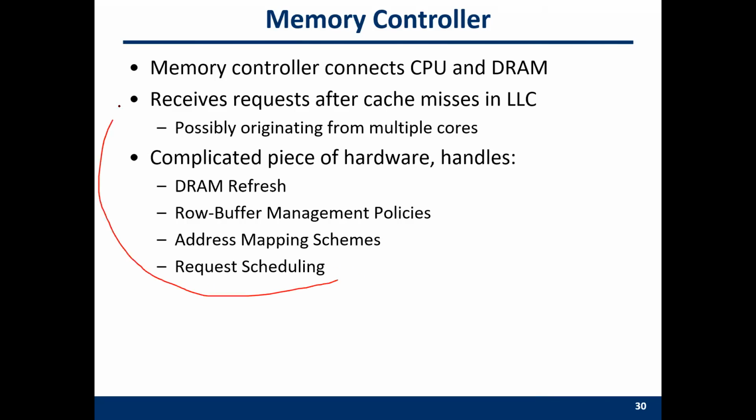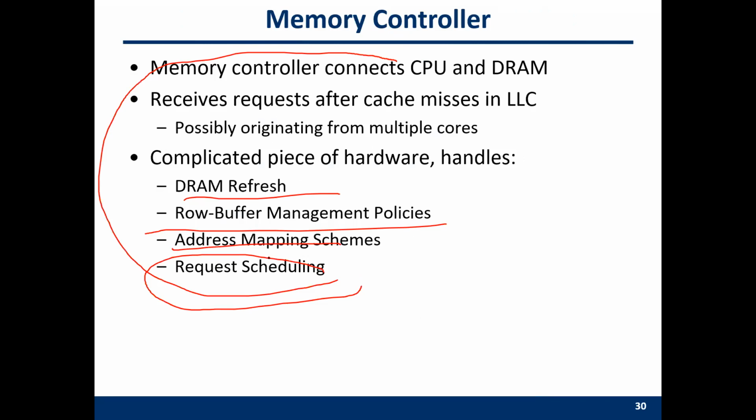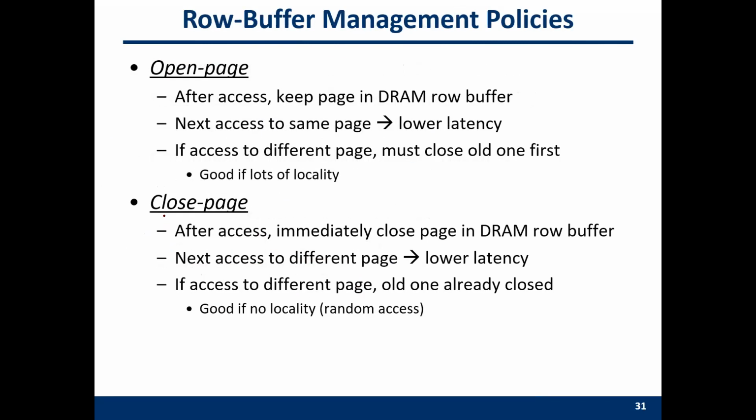These are the jobs the memory controller can do: connect the CPU and the DRAM, serve the cache misses, possibly from multiple cores, do the DRAM refresh, row buffer management, address mapping, and some lightweight request scheduling. Row buffer management is the open row or closed row policy.